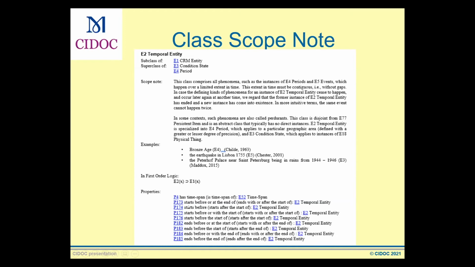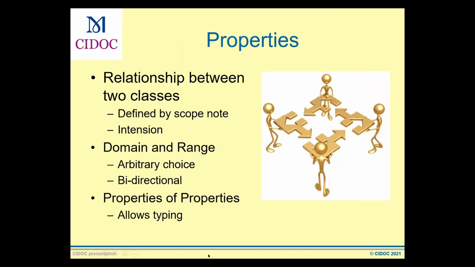Now, each of the properties also has a scope note. So I'm going to talk a little bit about properties now to put us in the mood for understanding how everything comes together. So each class says which properties are attached to it, which start from it. And then when we go on to the properties, we can see that the properties are the relationship between the two classes. And again, they're defined by scope note, and they have an intention, a set of instances in the real world, a set of commonalities in the real world that share them.